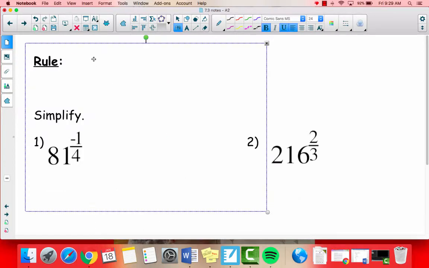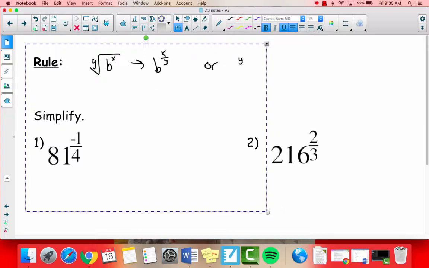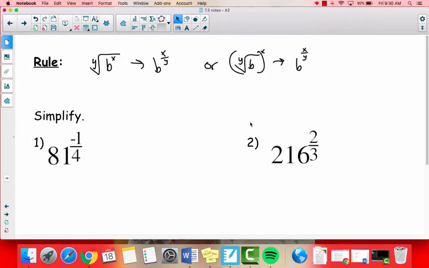The basic rule that you could use for this, and I'll write this out in its more general form, this would be what you see in the book, is that the y root of b to the x is the same as b to the x over y. Or you might also see it written as something like this, all to a power of x. It's the same thing. So this would be b to the y over x. Okay, so that's our general rule that we're going to be using. And so now we're just going to use it to simplify as much as we can.